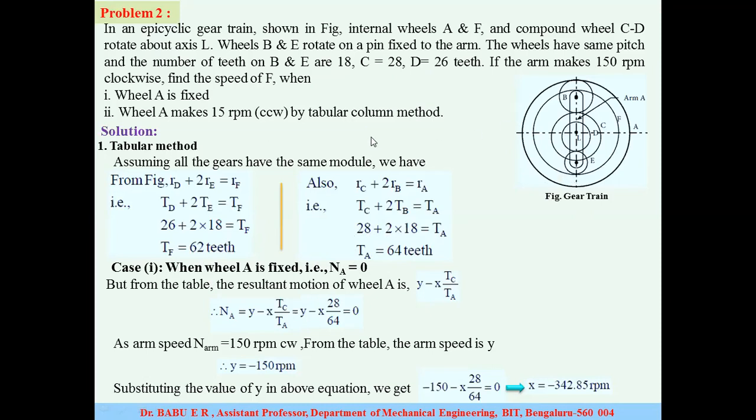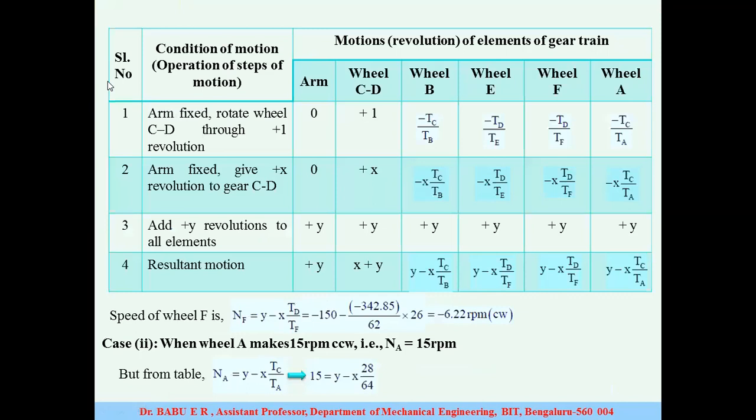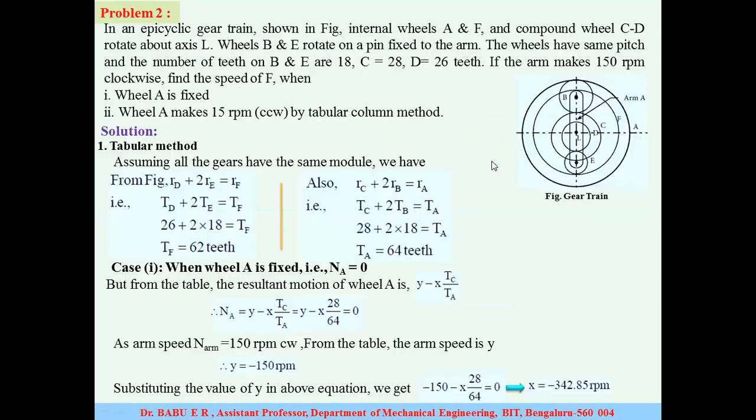So the given problem, we have to solve it by the tabular column method. So you have to draw the table. Go to the table: serial number, condition of the motion, motions or revolutions of the elements. So write down this.